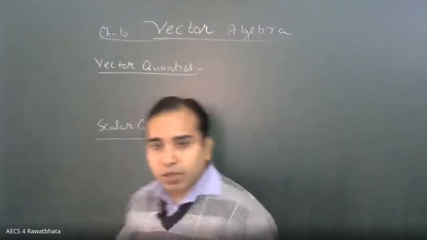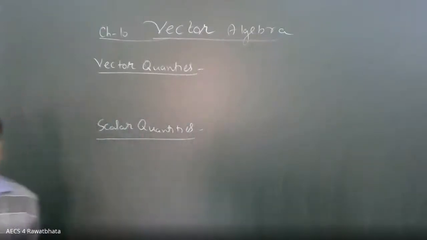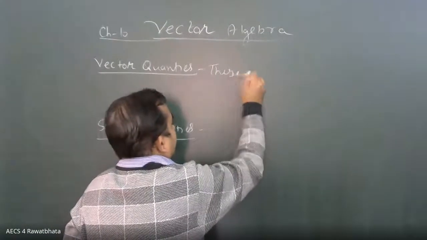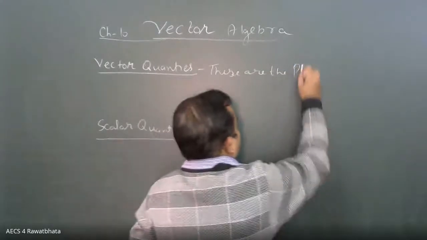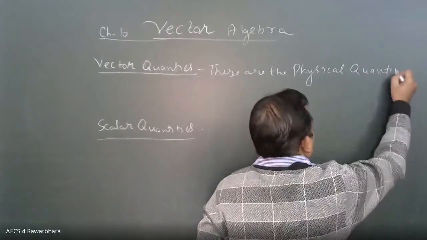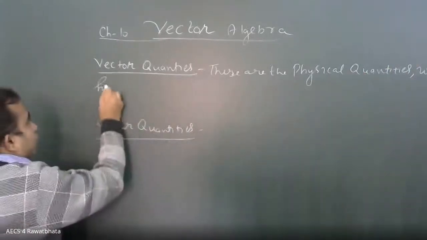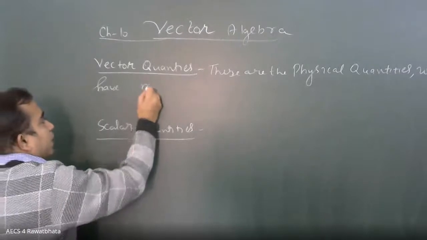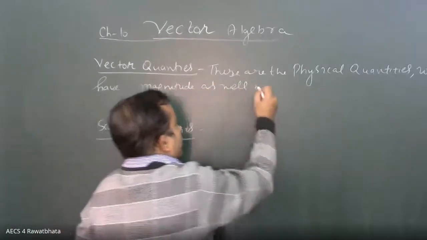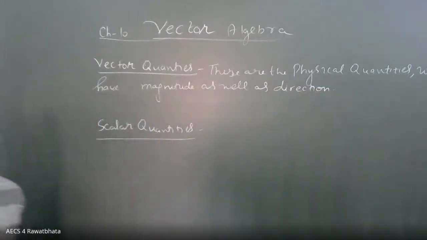Let us write the definition. What are vector quantities? Anyone? Do you know? Vector quantities are those physical quantities which have magnitude as well as direction. Right, students? You must have studied this definition in physics.